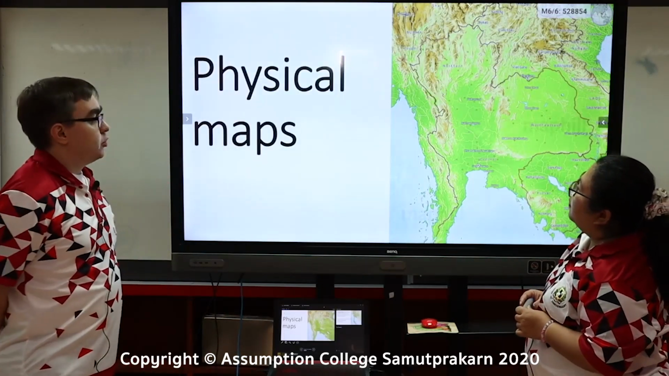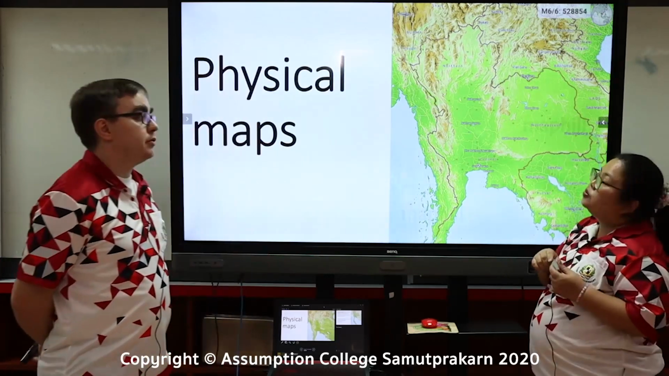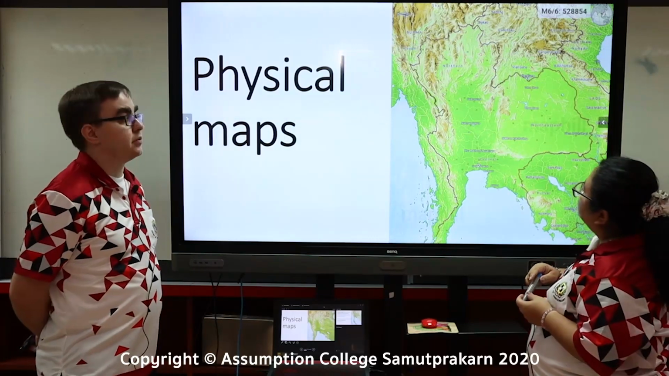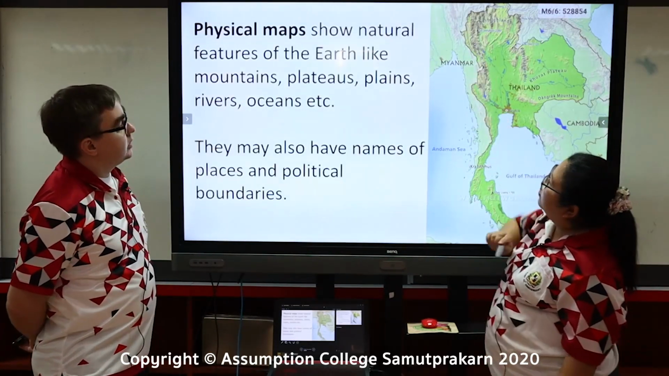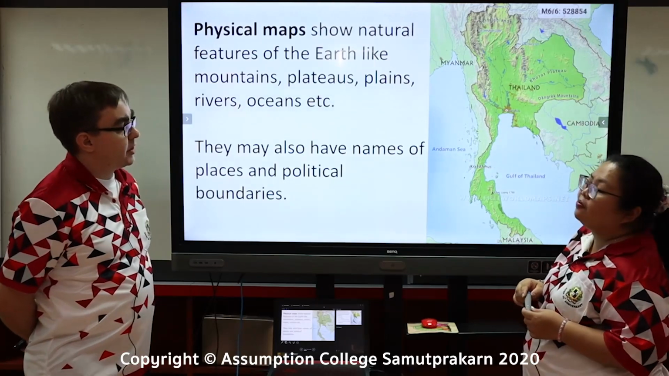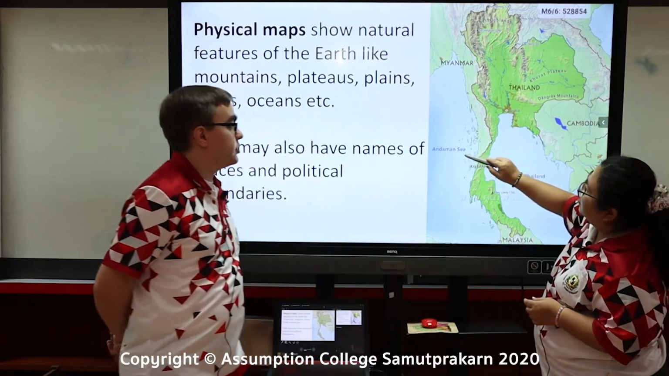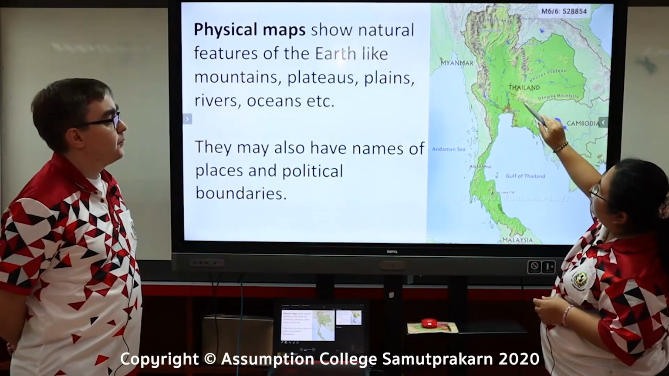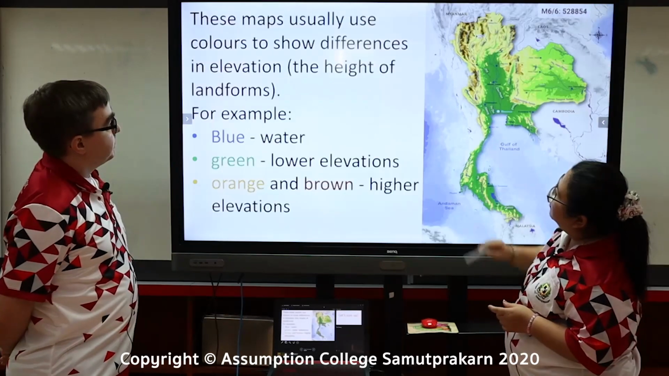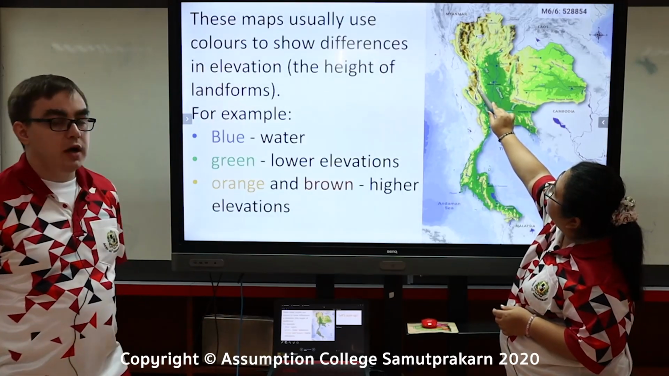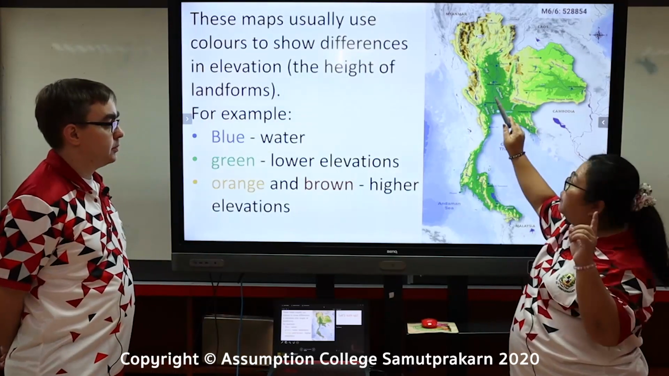Next is a physical map. Physical maps, like topographic maps, also focus on physical features of the land. But as you can see, they look slightly different. They sometimes have extra names, additional names of places or geographical features, but they do not focus on them. These maps use colors, not contour lines like topographic maps. You can see different colors.